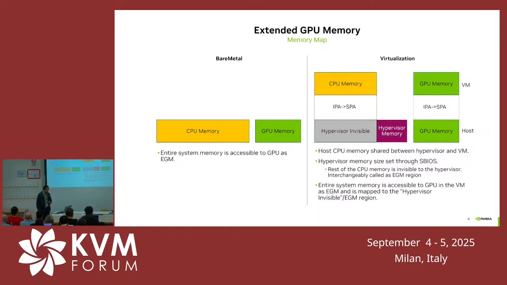Essentially, this hypervisor invisible region becomes the system memory for the VM. So when the VM boots up, again it would see the CPU memory and the GPU memory, and the behavior would be very similar to bare metal. So what that means is that you can do allocation on the CPU memory within the VM, subject to the VM kernel's ability to do the allocation, and then the GPU could access that CPU memory.